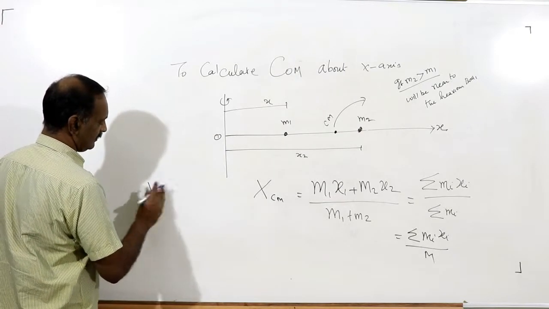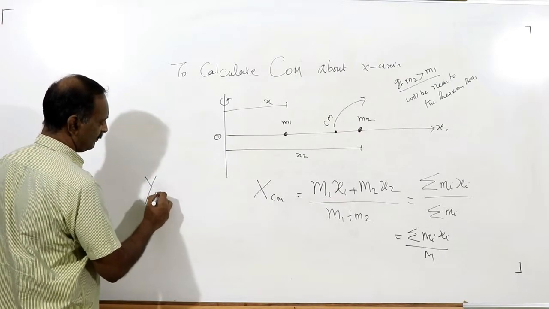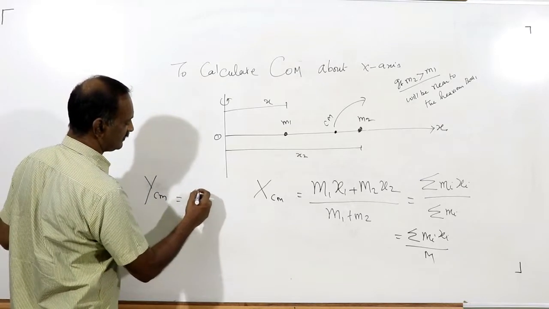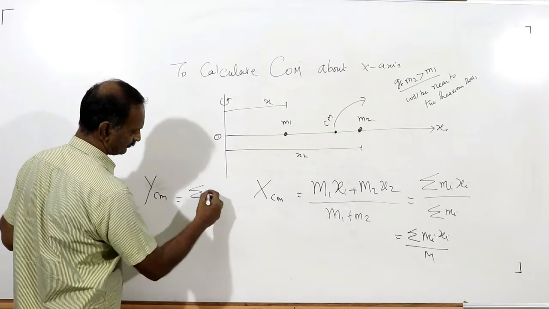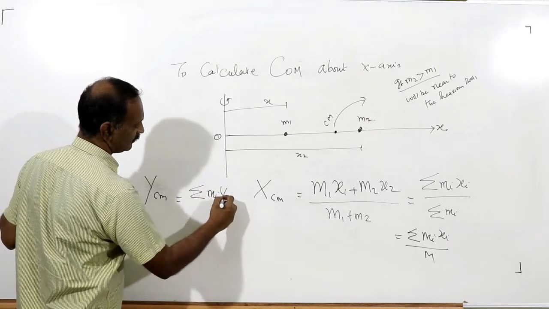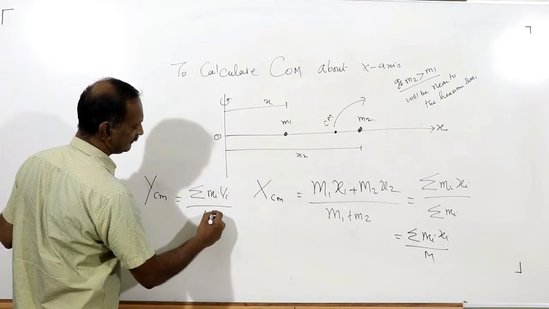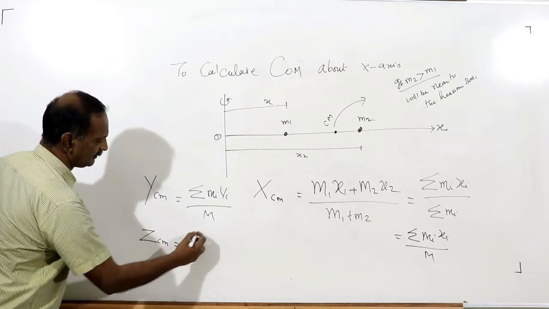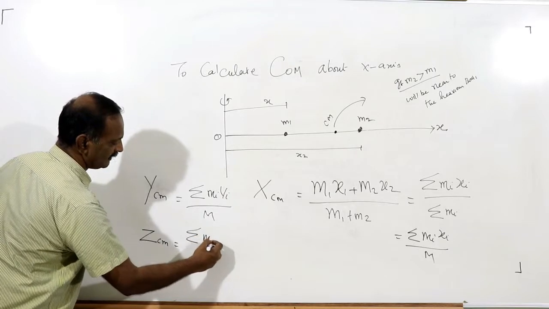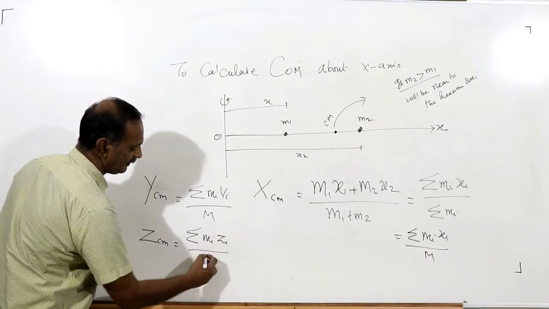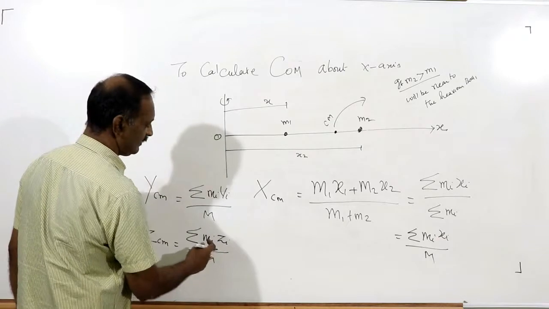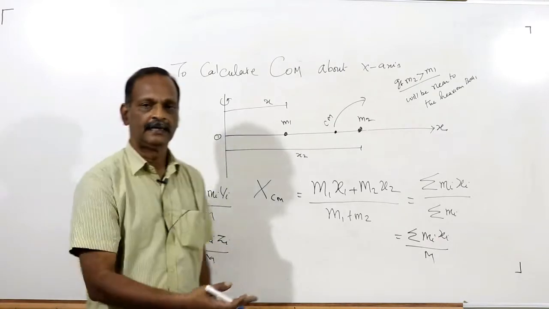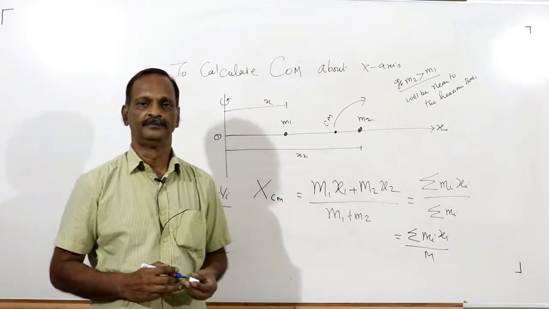In the same way, we can write Ycm, the center of mass of a discrete particle system about the y-axis, equal to sigma mi yi divided by M, and about the z-axis, sigma mi zi by M. If you expand it, m1 z1 plus m2 z2 plus m3 z3 and so on.